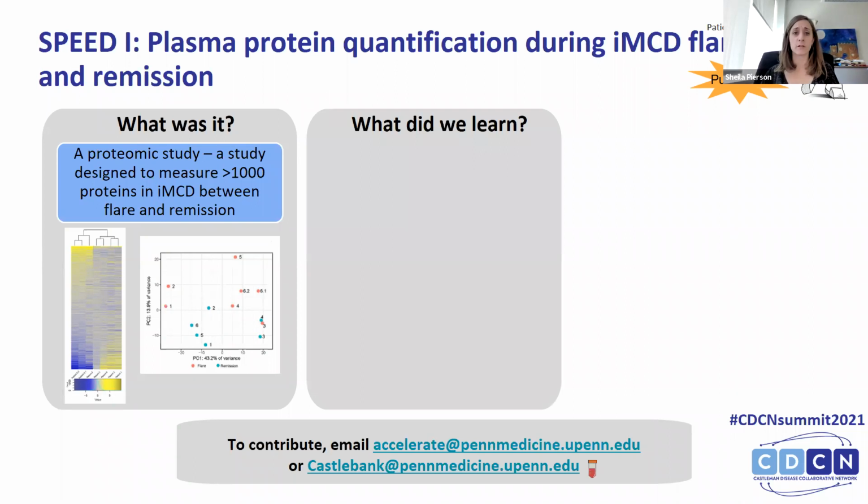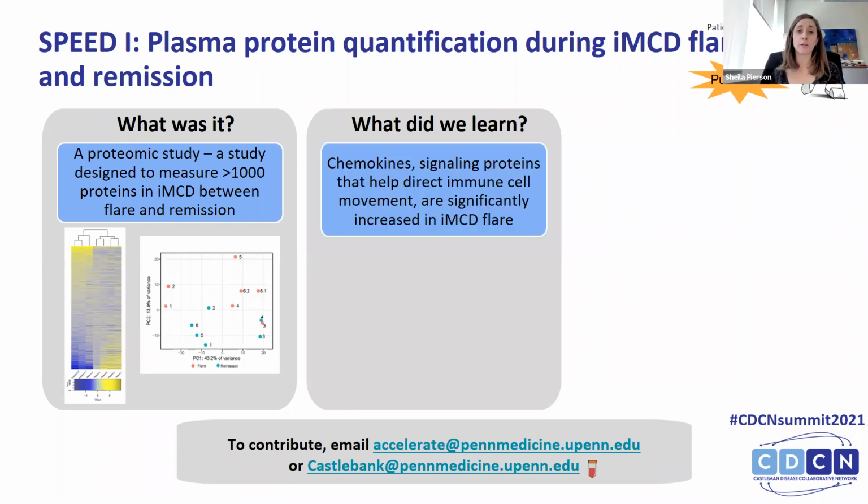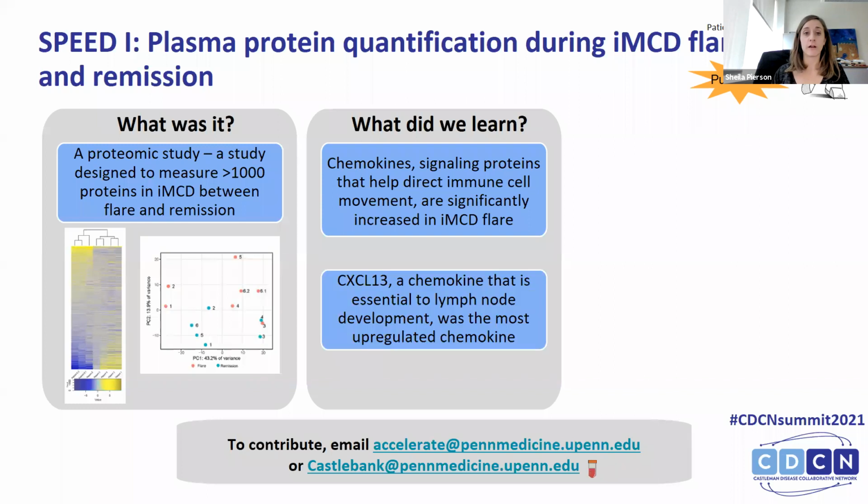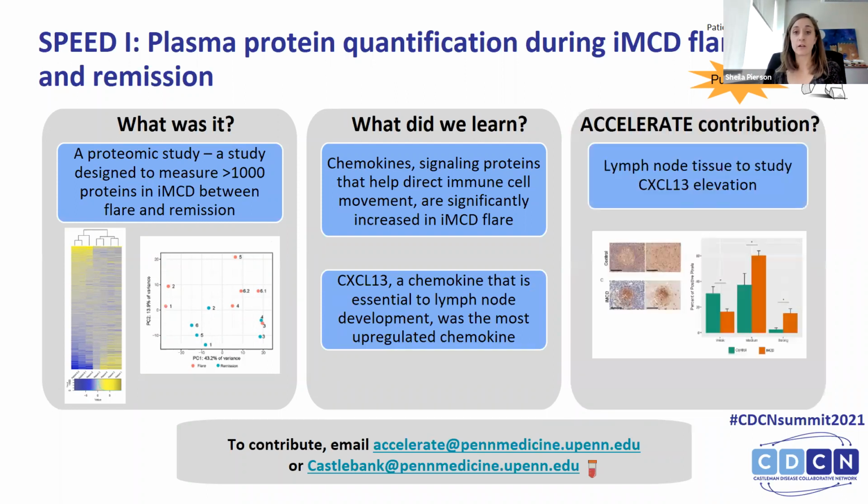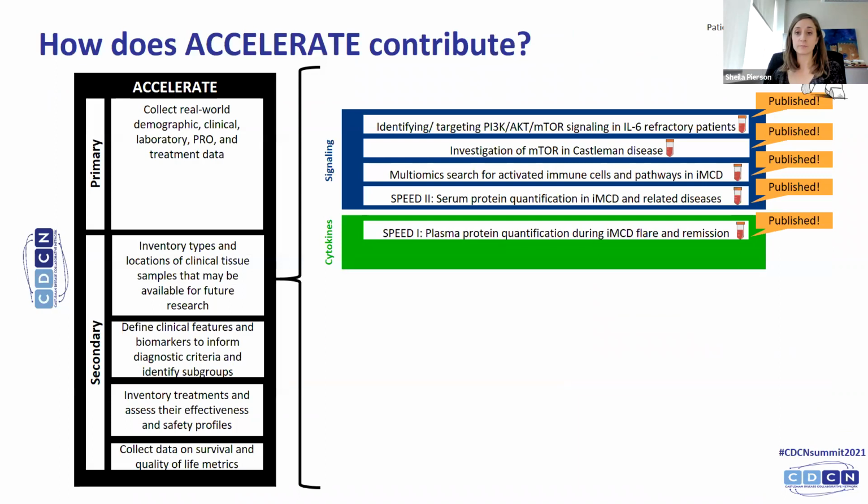And so what we found in this study is that chemokines, which are different signaling proteins that help to direct your immune cell movement, were significantly increased in IMCD flare. And specifically CXCL13, which is a chemokine that's essential to lymph node development. And of course, an enlarged lymph node is key to Castleman disease. We found that was the most upregulated chemokine. And so here again, we were able to study CXCL13 through the data and the tissue collected through Accelerate.